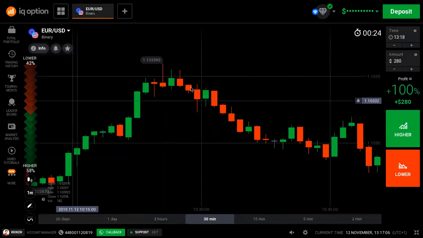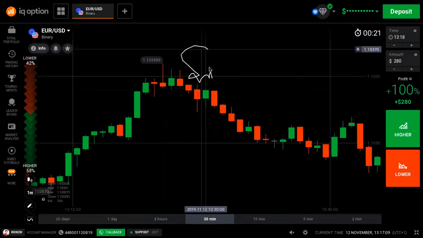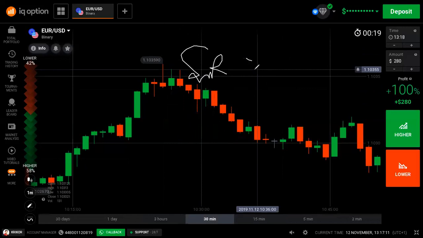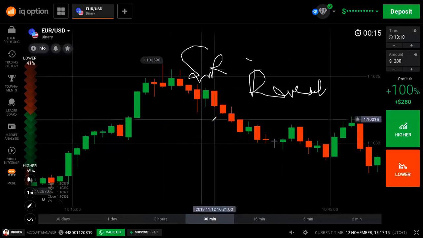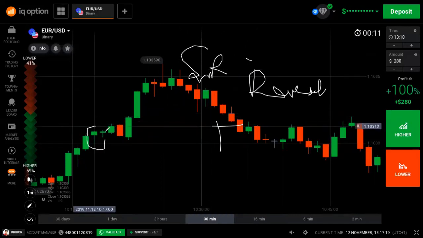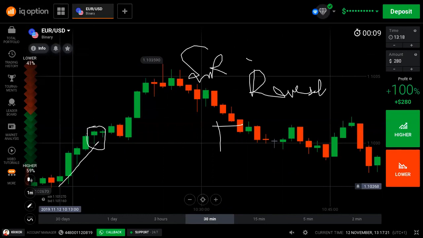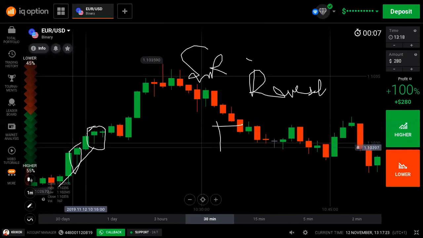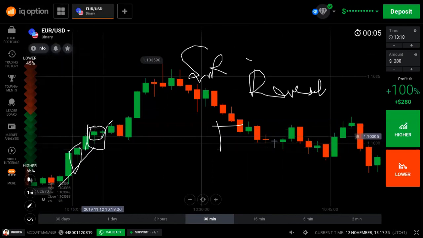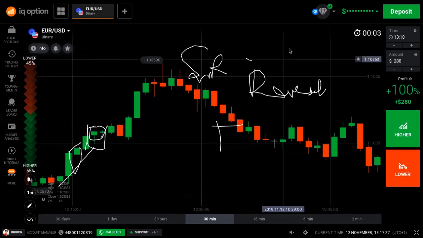So a hammer at an SNR level, basic is reversal. A hammer in the middle of the trend is trend continuation. Like here, this one. This is a trend. Hammer, continue, hammer, continue.